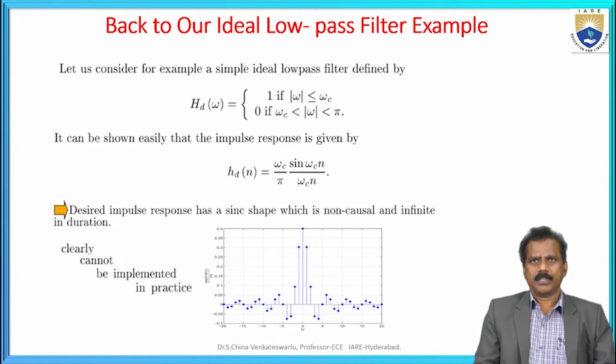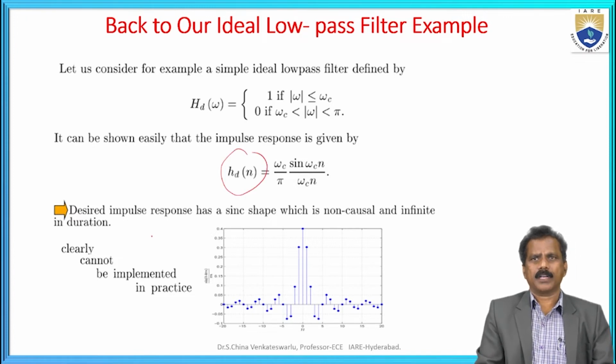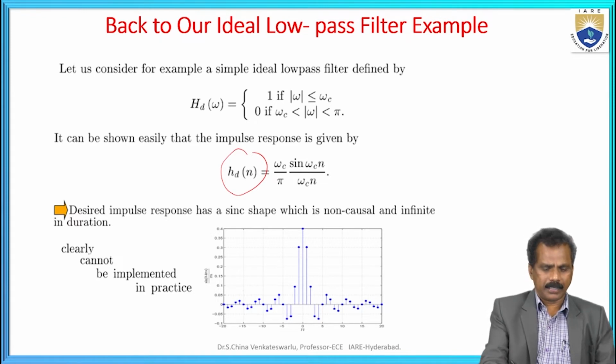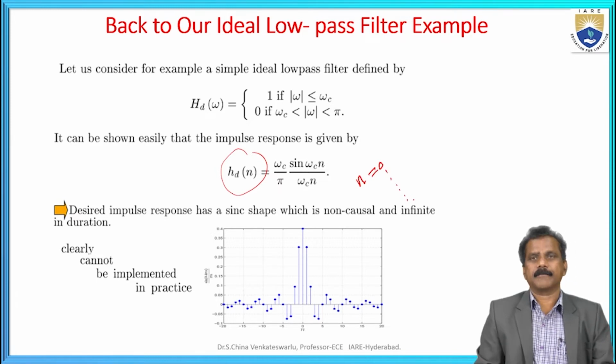0 if omega c less than mod omega less than pi. It can be shown easily that the impulse response is given by s_d of n, that is, omega c by pi times sinc of omega c n, that is sin omega c n by omega c n. Here also we go on substituting all n values, where n is equal to 0, 1, 2 and so on according to our specification.